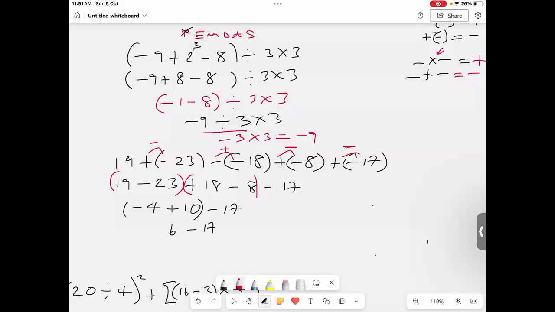Students are failing math because fundamentally there are areas of concern. There are gray areas in your fundamental math that need to be addressed. And of course, it would be mistakes like this where students will say 6 minus 17 is 11 and all different types of answers.